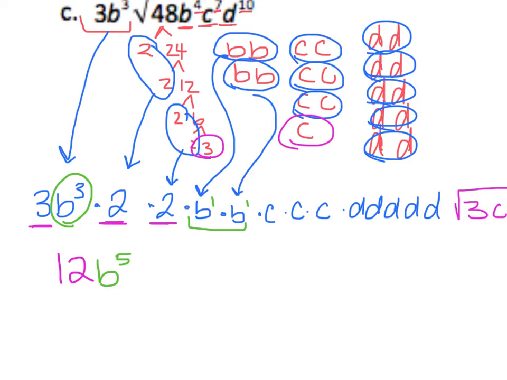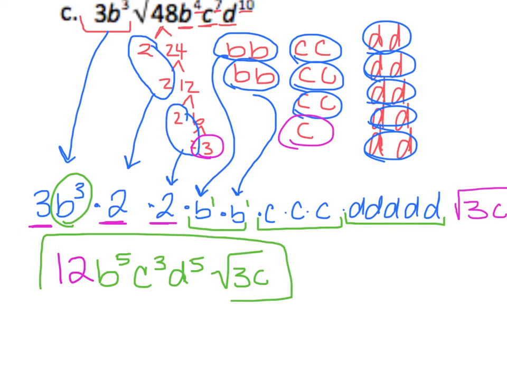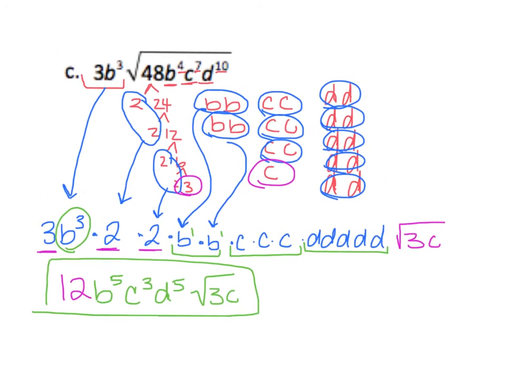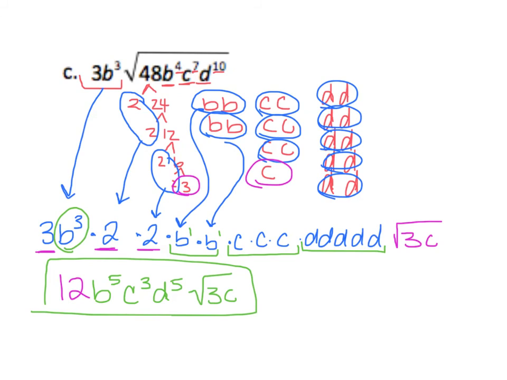And then the c's, I have 3 here, so it's going to be c to the 3rd. And I have 5 d's out here, d to the 5th. And then I want to write my leftovers. So your final answer is going to be 12, b to the 5th, c to the 3rd, d to the 5th, square root 3c. Okay, so what I want you to notice is you can write out all these variables every single time, and you'll be fine. You'll get the right answers.